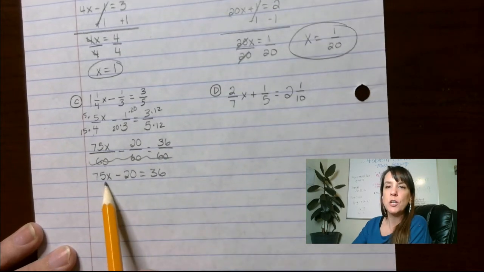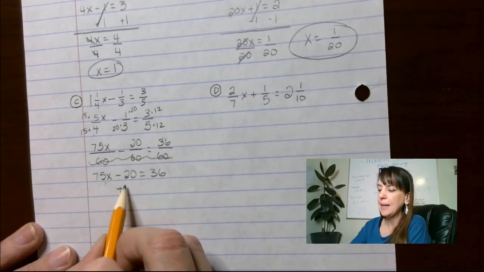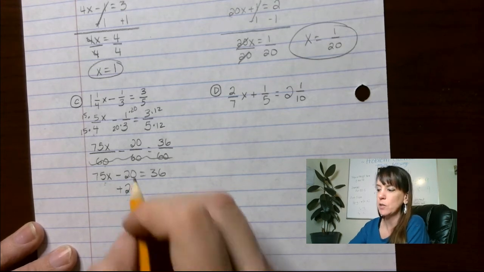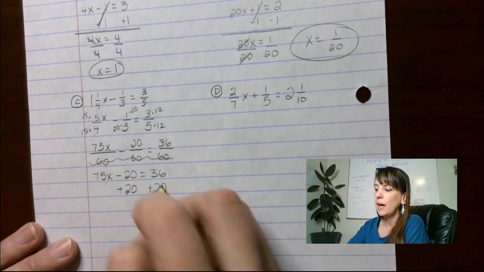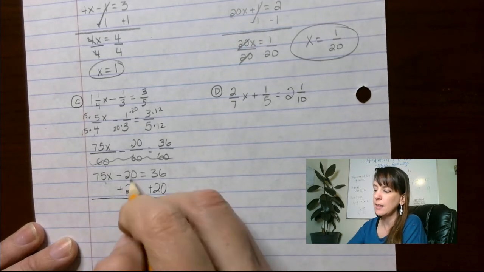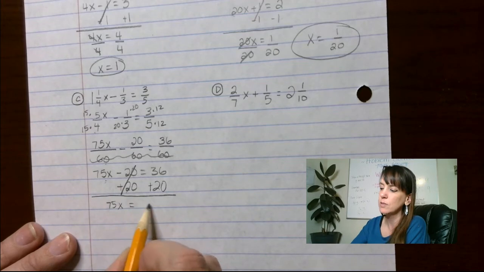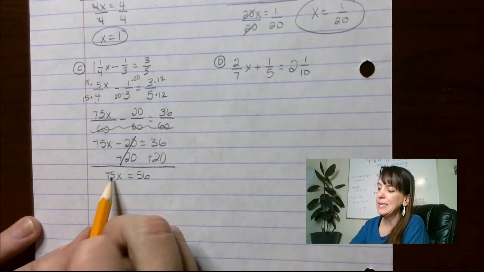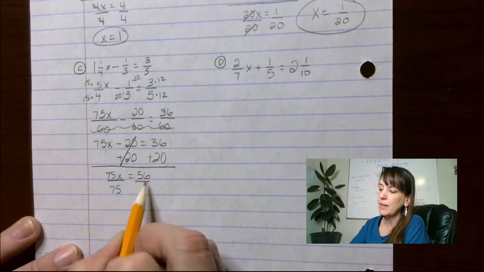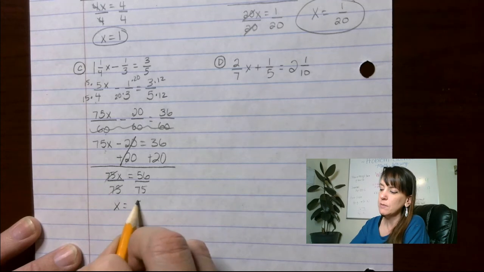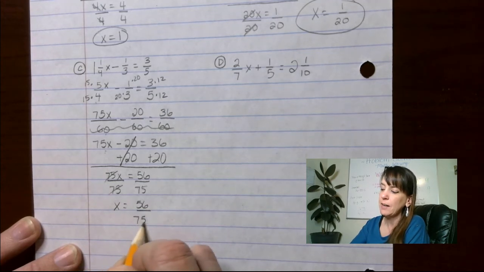I want to get this chunk with the variable by itself, so I'm going to add 20 to both sides, because that means I need to move this, and the opposite of subtracting is adding. So I'm going to add 20 to both sides. This cancels out, and I'm left with 75x equals 56. Divide that by 75, divide that by 75. Cancels, cancels. x equals 56 divided by 75.